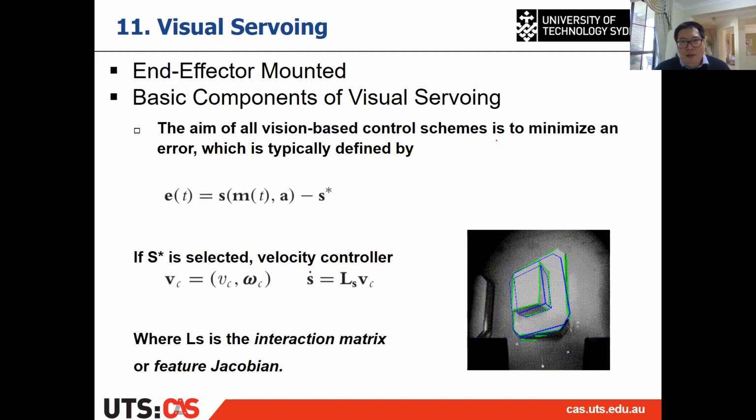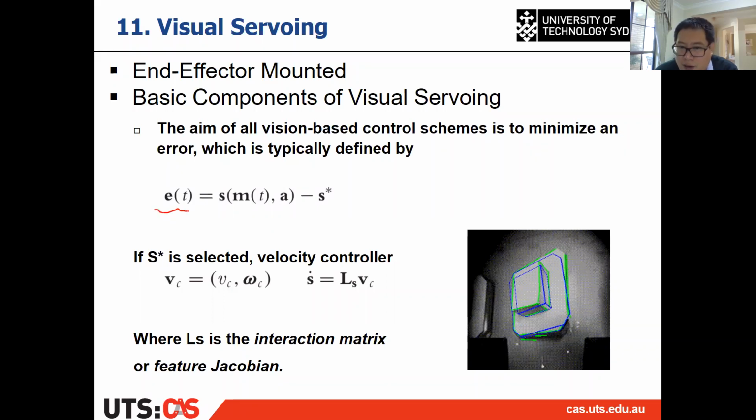The aim of visual servoing is to minimize the error between the desired feature location and the current feature location. So, for example, in this case, the blue ones are the desired location of that object, and the other ones are the current location, right? So we want to move the camera to make the object align with the blue ones, which are the desired ones. Another example is the four-point one. That is quite much easier to understand, right? And we want to minimize that.